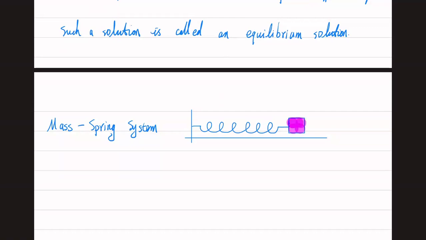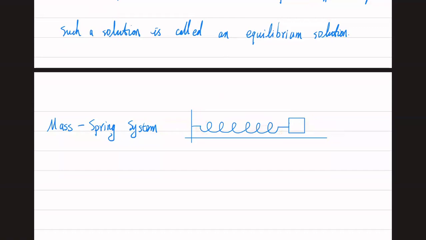Okay, so we assume the surface is very smooth. In particular, there's no friction at the moment. Then this box, if the spring is relaxed, is not moving left, not moving right, it stays there. We call it an equilibrium, a balanced position, not moving.